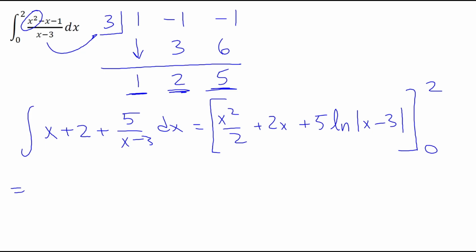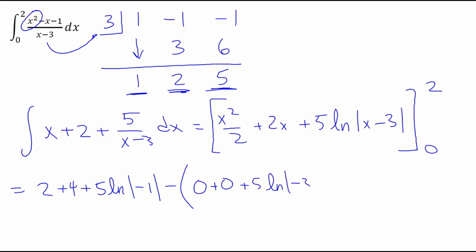So we end up with 2 squared over 2. That's 4 over 2, so 2. And then plus 2 times 2, so 2 plus 4, plus 5 natural log of the absolute value of 2 minus 3, that's negative 1. And then minus, if I put in 0, it's 0 plus 0 plus 5 natural log absolute value negative 3. Well, 2 and 4 is 6.